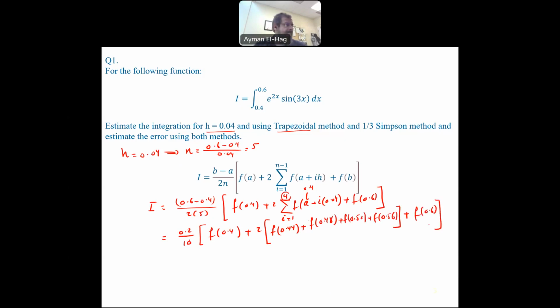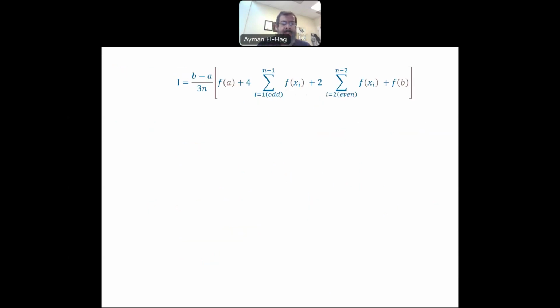So that is the total integration. When we calculate all these terms, we need to substitute here; this is your f of x. Just remember that for the 3x, for example f of 0.4, this is 3 times 0.4, f of 1.2, you have to make sure that it is in radians, not degrees, of course. This will give you a total value of 0.538114. So that is the value for h equal to 0.04 using the trapezoidal method.